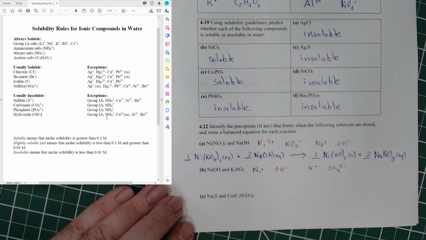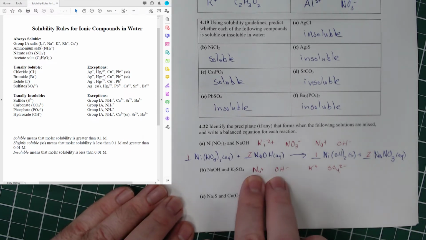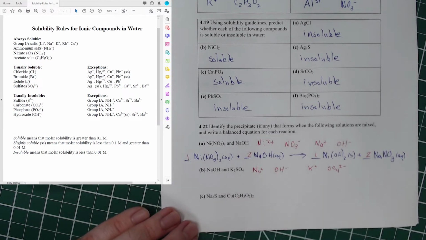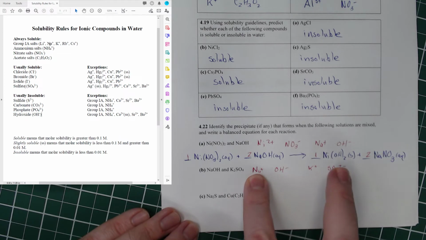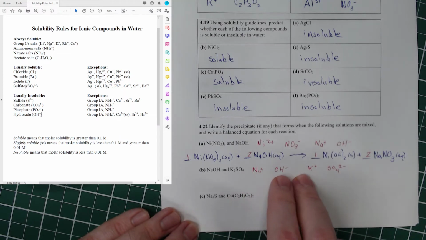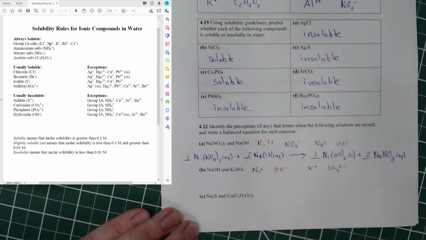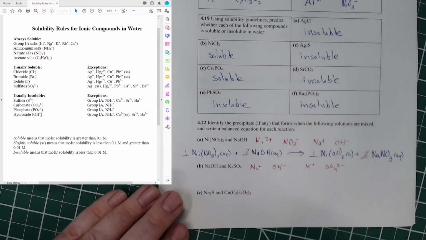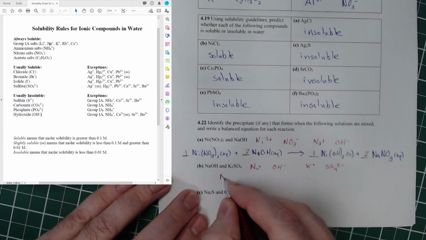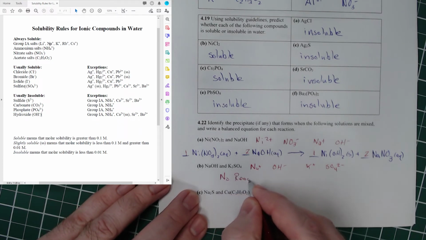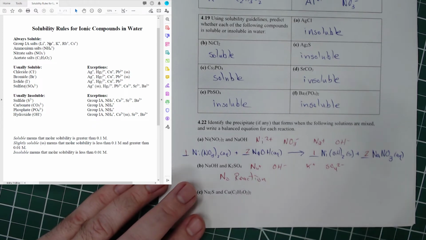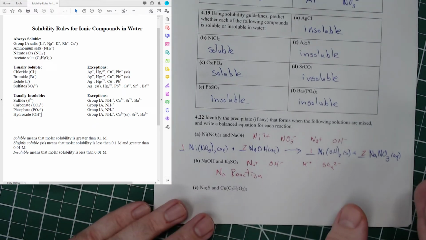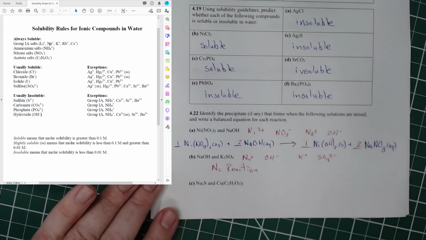So if we come over here, we'll find that, according to our rules, sodium hydroxide is soluble because sodium is soluble. Sodium sulfate, sodium is soluble. Potassium hydroxide, potassium is in group 1, it's soluble. Potassium sulfate, it's soluble. All of these are soluble. So for this, we're going to have no reaction. When we mix these solutions together, we'll find that everything stays in solution. So that one's pretty easy.